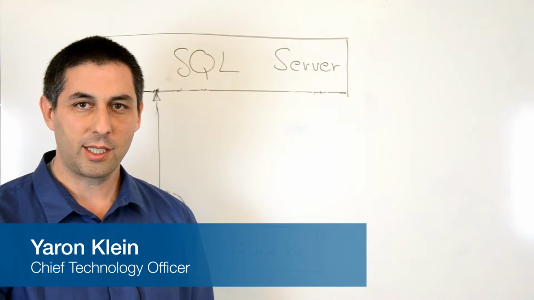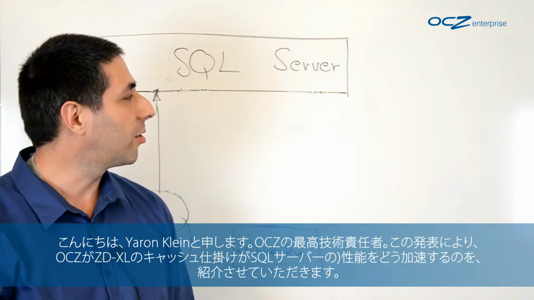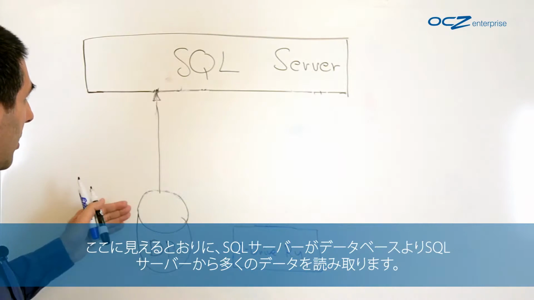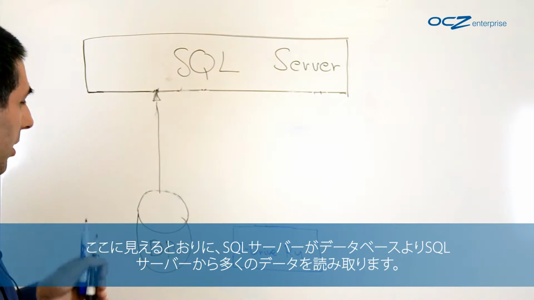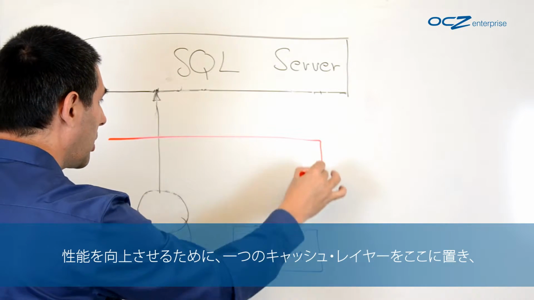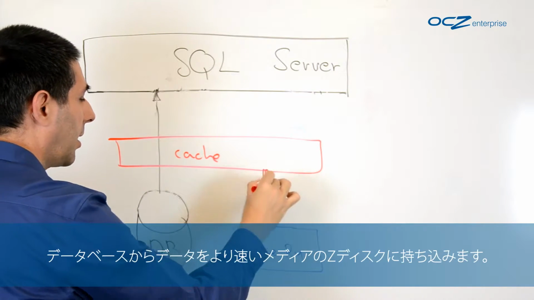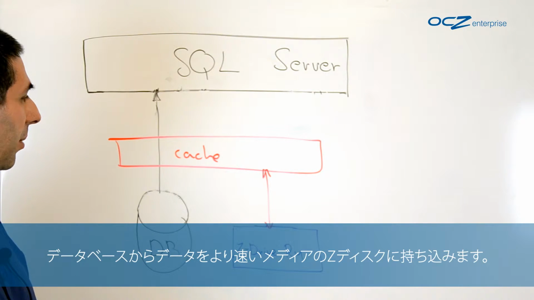I'm the CTO of OCZ Israel, and in this presentation I will show how our caching mechanism for the ZDXL accelerates the SQL Server performance. As we saw, the SQL Server reads multiple data from the database. In order to increase this performance, we are placing a caching layer here that places data from the database into the Z drive, which is a much faster media.